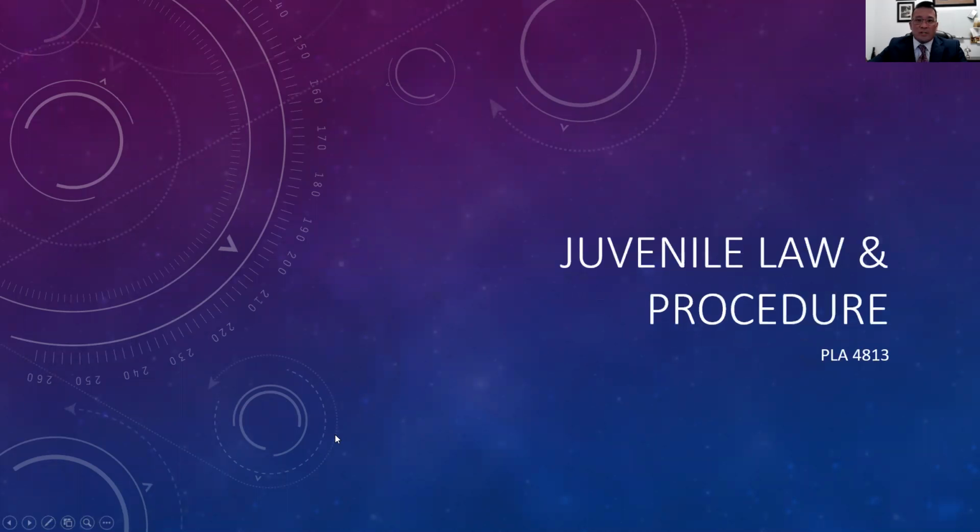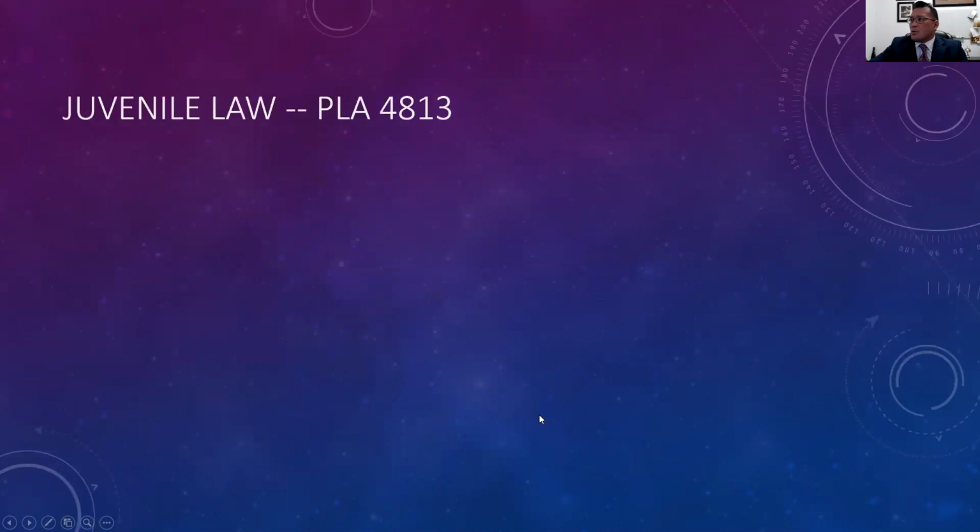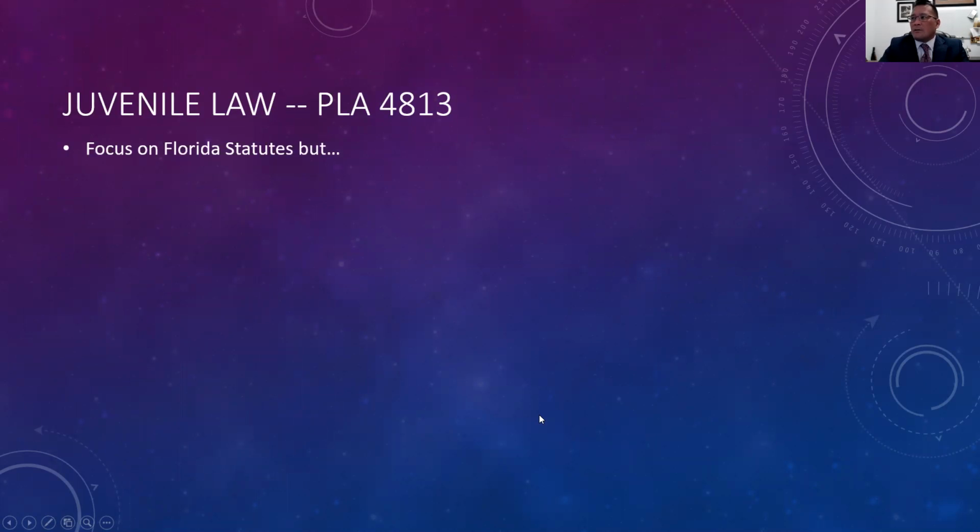So today we're going to be discussing Juvenile Law and Procedure, and it's PLA 4813. If you're interested in this class, you may want to jot down the course number. This course deals with juvenile law and topics that affect juveniles. We do focus on Florida and the Florida statutes, but we also look at laws across the country, depending on what topic we're discussing that particular week.